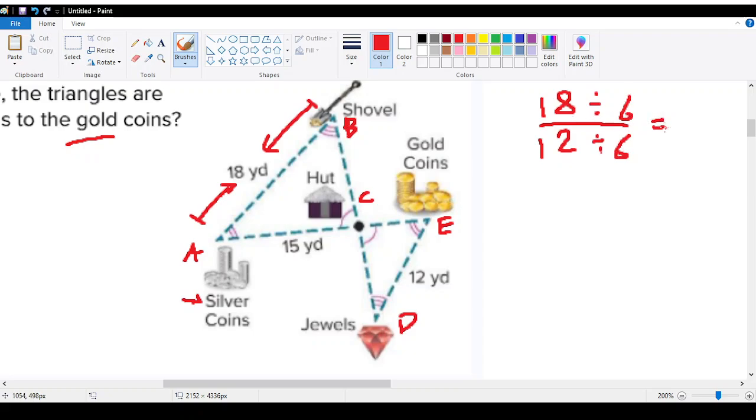18 divided by 6, how much? 2. No, 3. 12 divided by 6 is 2. And 18 divided by 6 is 3. So what's the scale factor, Shamsa? The scale factor is 3 over 2.